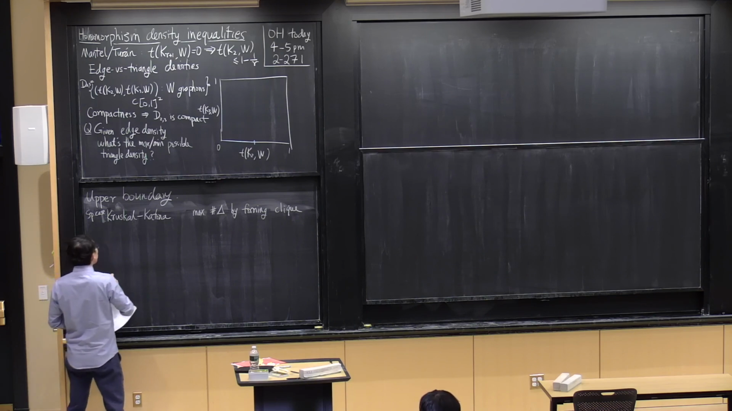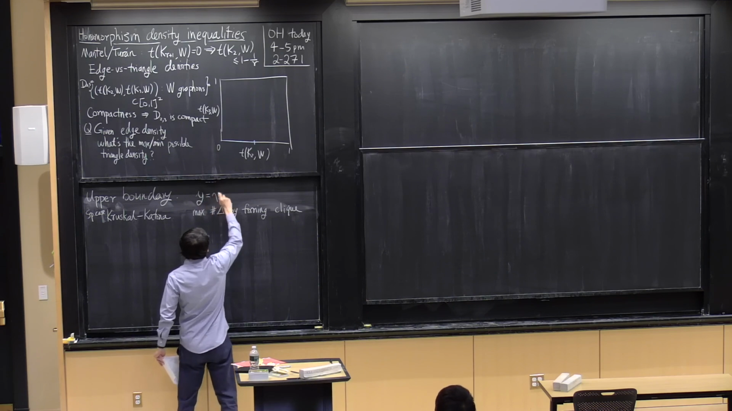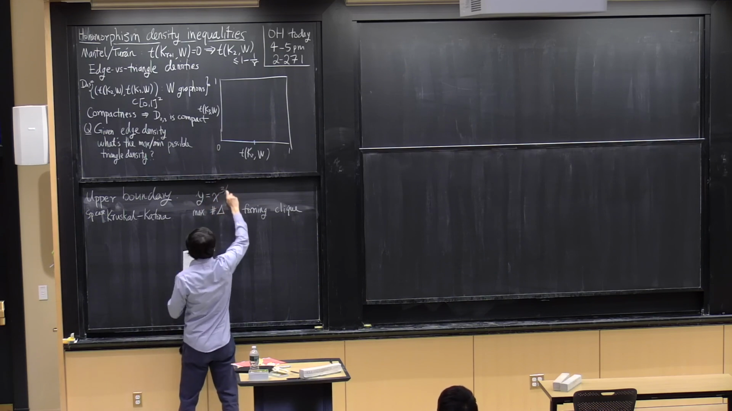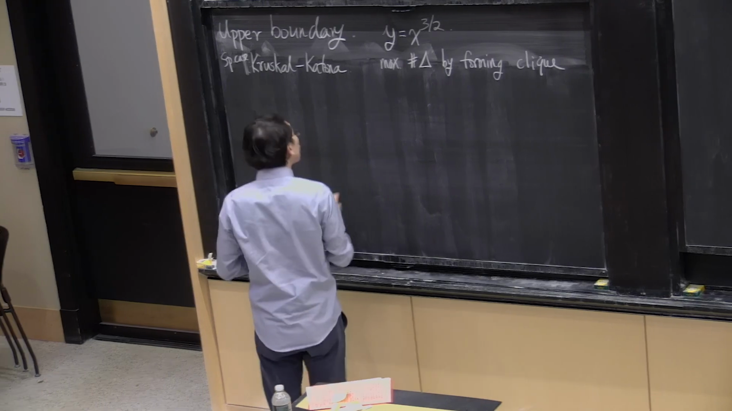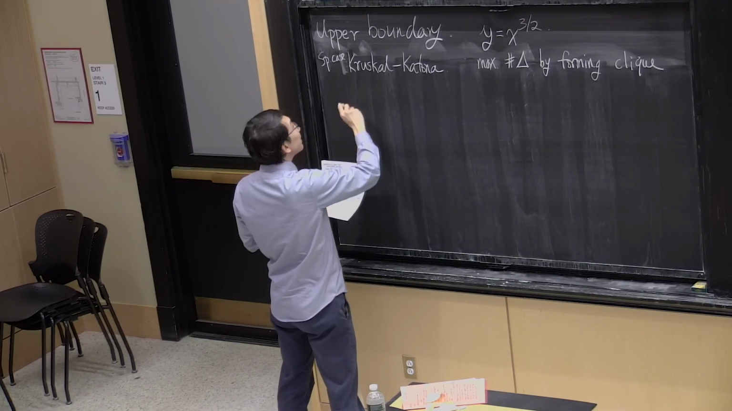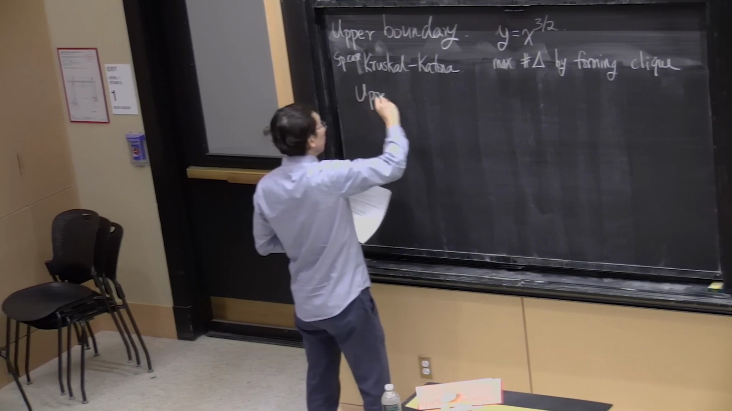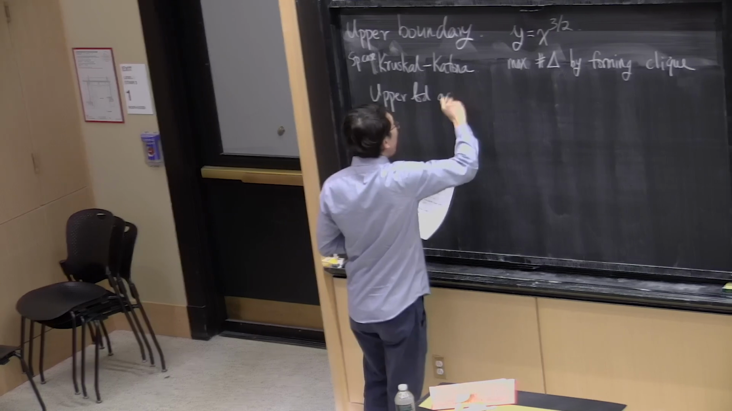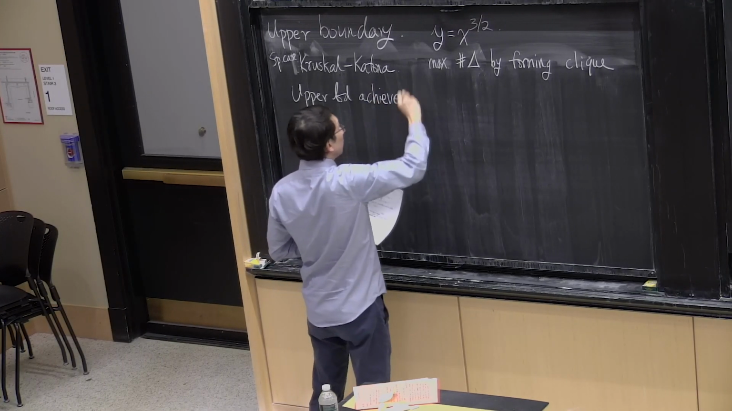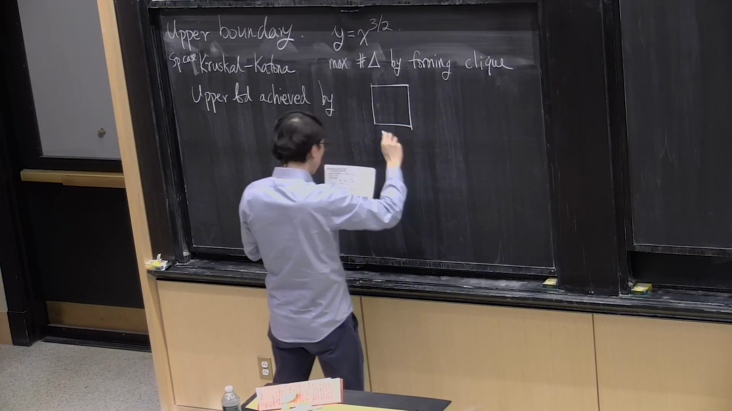So we will show that the upper boundary is given by the curve y equals x to the 3/2. Okay, so don't worry about the specific function, but what's important is that the upper bound is achieved by the following graphon. Namely, it is the graphon corresponding to a clique.